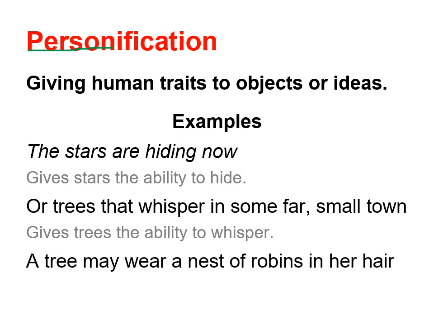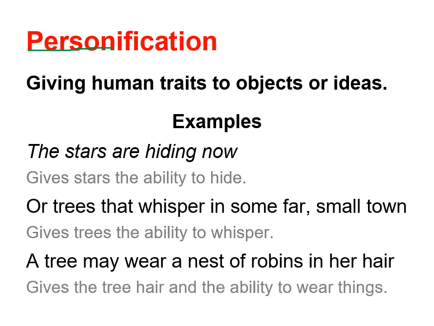Right? Here's the final example. A tree may wear a nest of robins in her hair. What is being personified in this sentence? What is given human qualities? You're right, if you said tree, so the tree has hair and it has the ability to wear things like the nest of robins. Pretty cool, right?